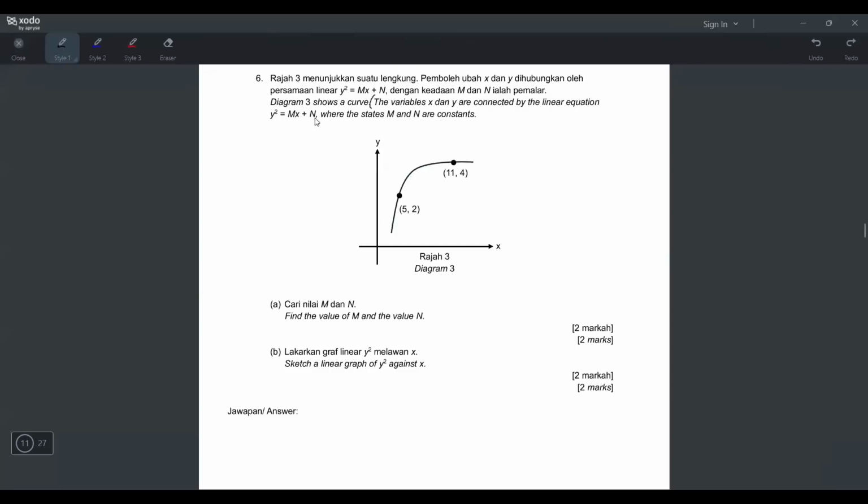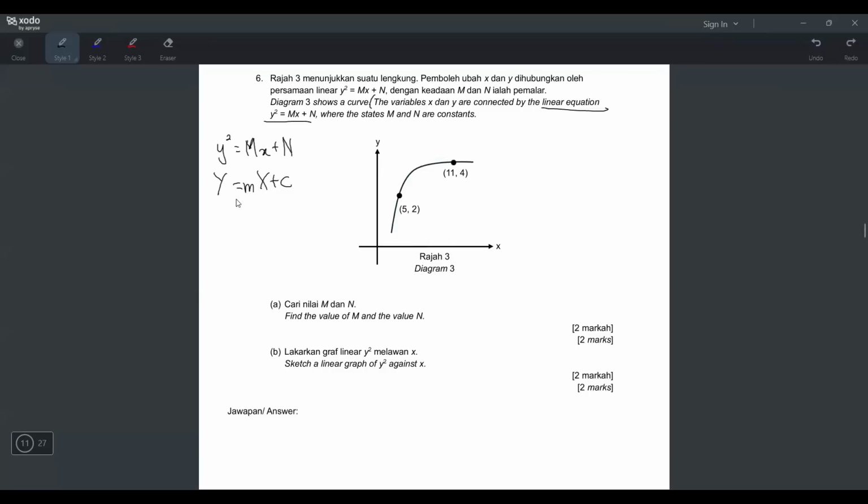Variables x and y are connected by the linear equation y squared equals mx plus n, where m and n are constants. The linear equation they already give me, y squared equals mx plus n. It means this is already in linear form, y equals mx plus c, right? But if you look at the graph, it is not a linear graph, because a linear graph is a straight line. This one is a curve. Also, if you look at the y-axis and x-axis, it's not even matched with the equation. So this graph is not a linear graph, right?